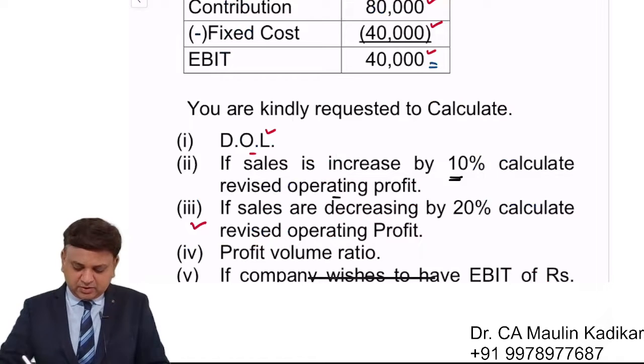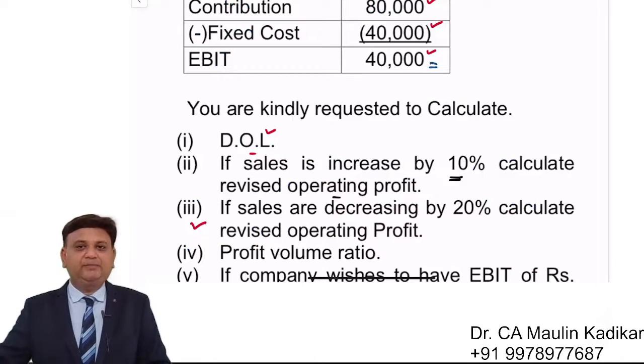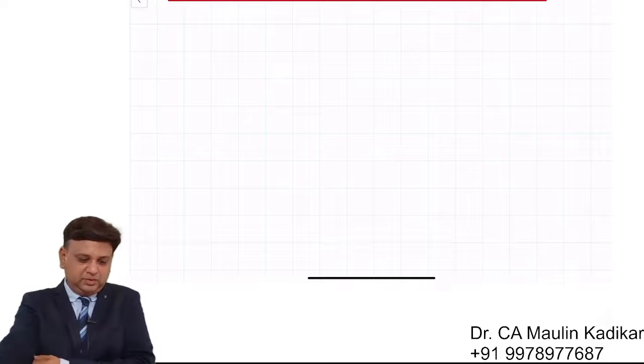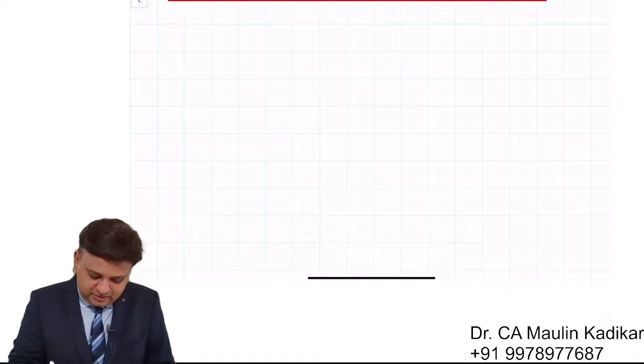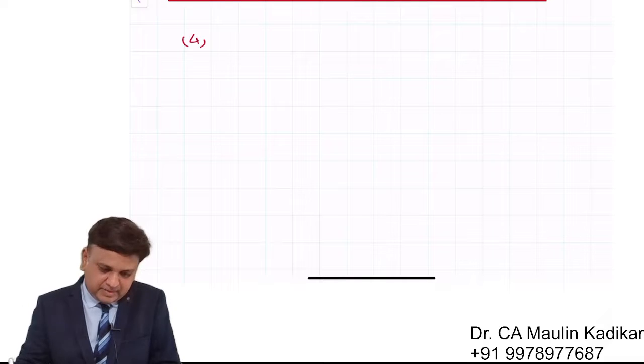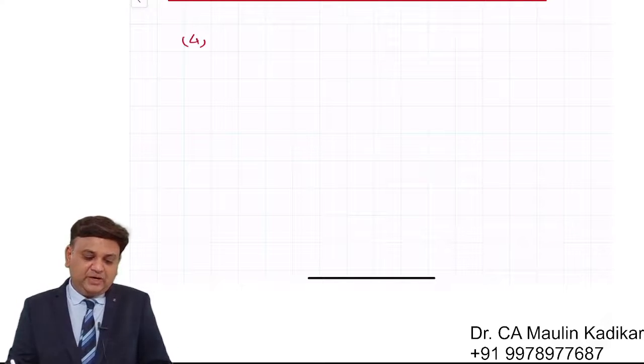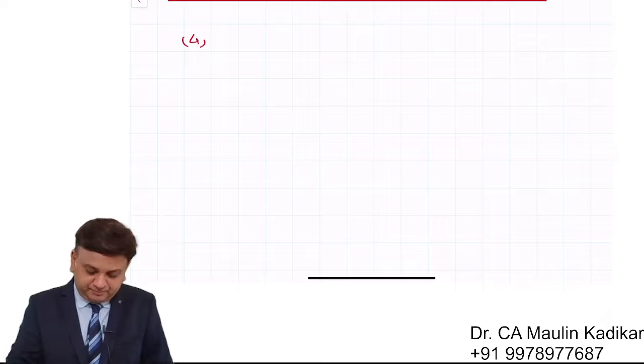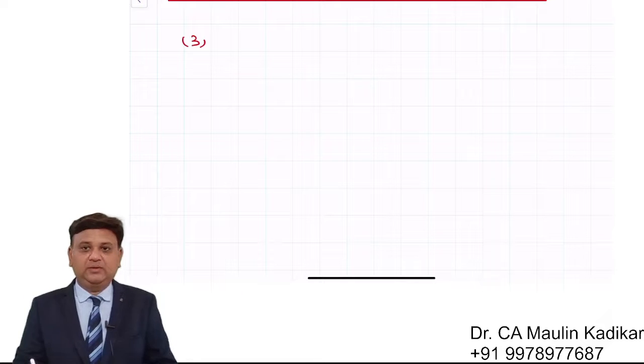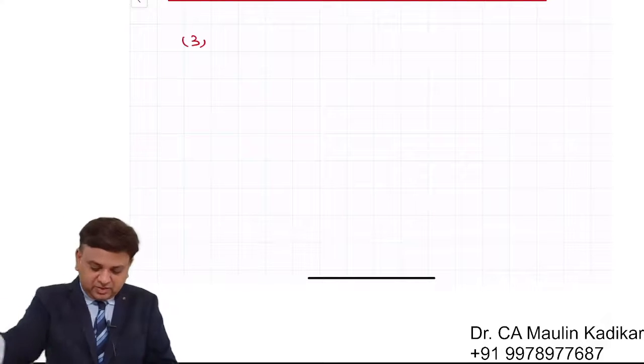Try to do the answer for the third question by both the methods and put your answer in the chat box. Now the answer for the fourth part of the question. If the sales decreases by 20%, calculate the revised operating profit. I request you to write down the answer along with me.